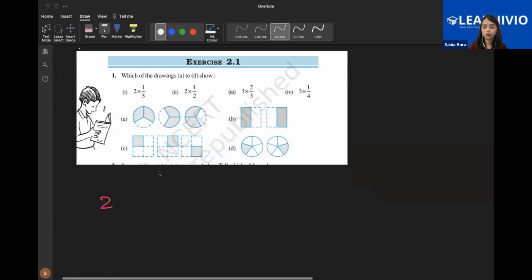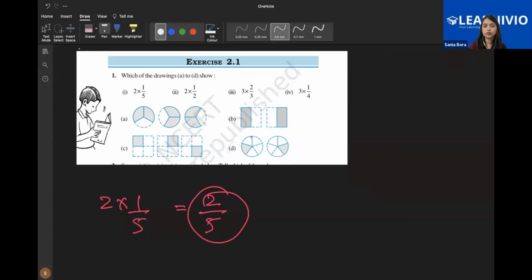So what you got? 2 upon 5. Now, from this, you have to find where you are getting this. 2 upon 5. Or you have to find 1 upon 5. Where is 1 upon 5 out of this? Tell me. Ma'am, 1 upon 5, it's there in the D. D1. And how many are there in the D1? Tell me. 2. Yes. So that's the answer. Clear? So D1, like that you have to solve.